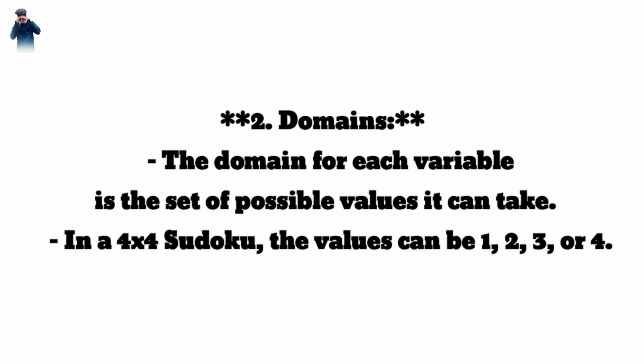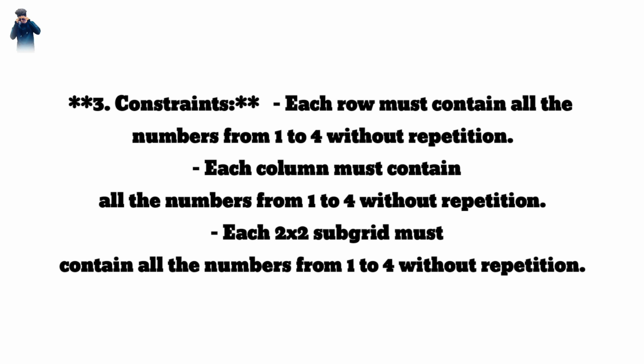2. Domains. The domain for each variable is the set of possible values it can take. In a 4x4 Sudoku, the values can be 1, 2, 3, or 4. 3. Constraints. Each row must contain all the numbers from 1 to 4 without repetition. Each column must contain all the numbers from 1 to 4 without repetition. Each 2x2 subgrid must contain all the numbers from 1 to 4 without repetition.